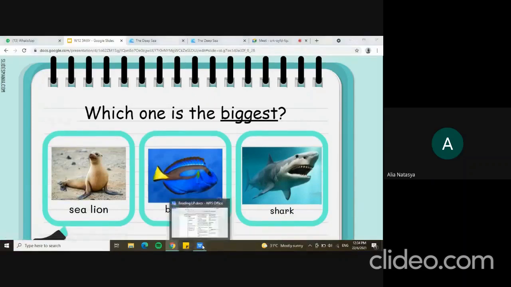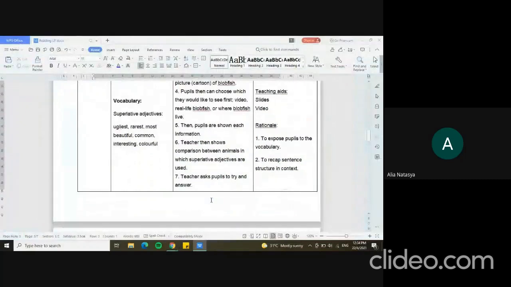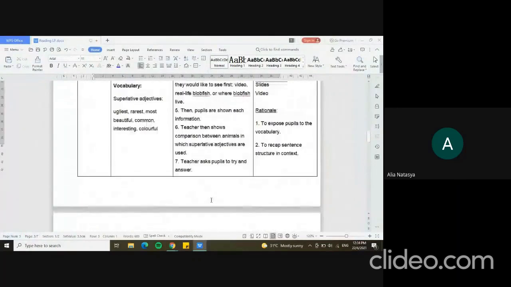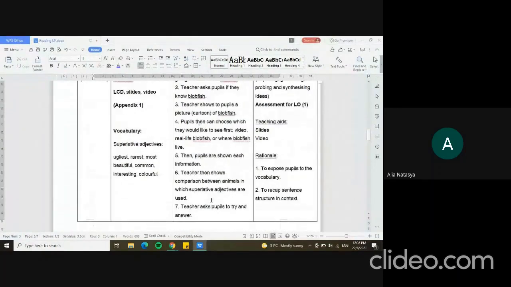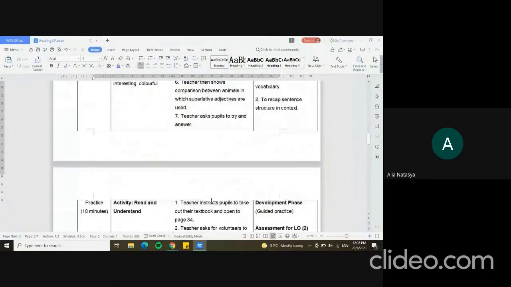Okay, so after doing all these activities with the teacher, the pupils will then try to answer. So we are done with the presentation stage, and I will leave it to my friend to explain about the practice, production, and the closure stage.